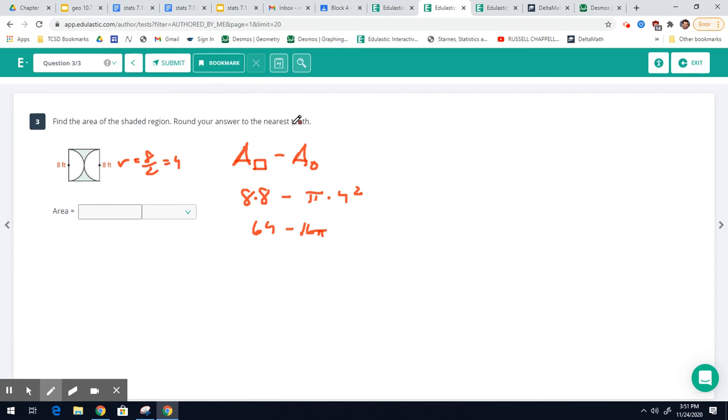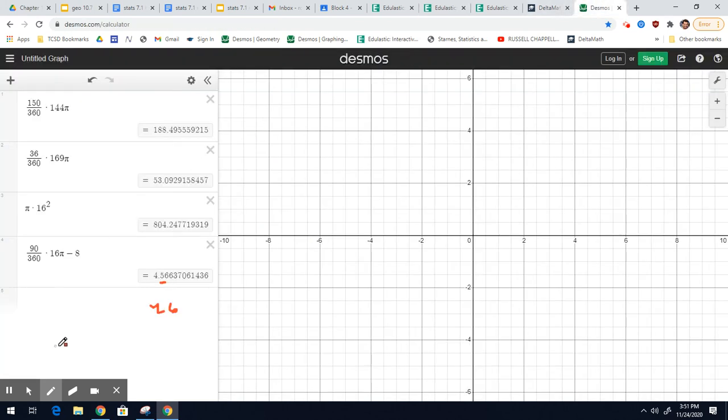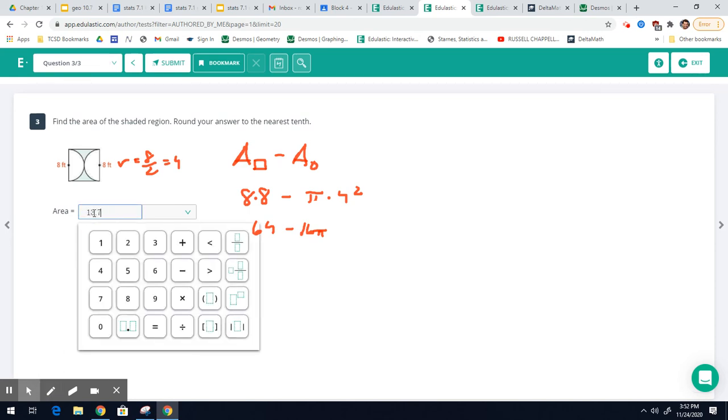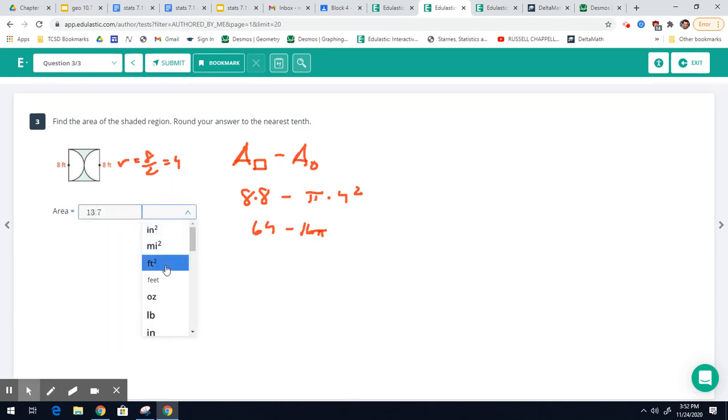We'll type that in, rounded to the nearest tenth. 64 minus 16 pi. And that's 13.73. Again, the 3 does not change the 7. So that's 13.7. It's in feet, so that'd be feet squared.